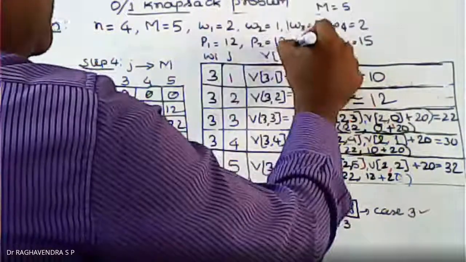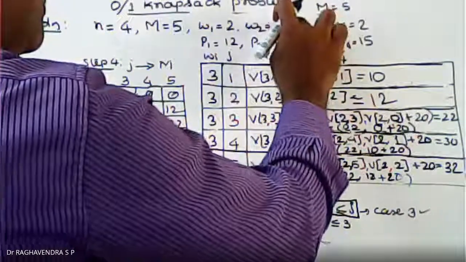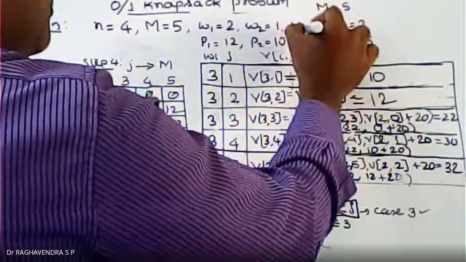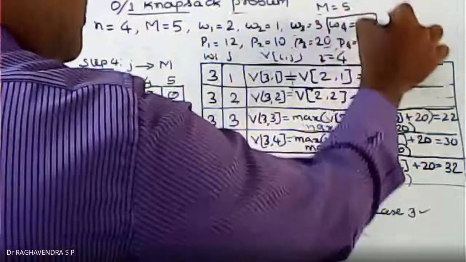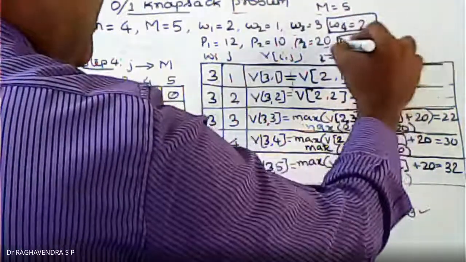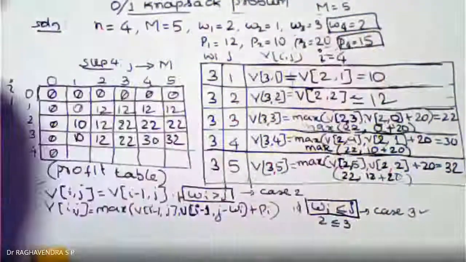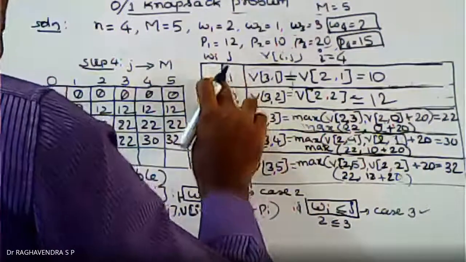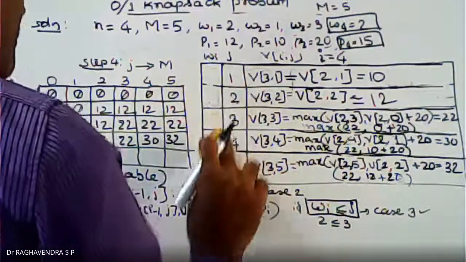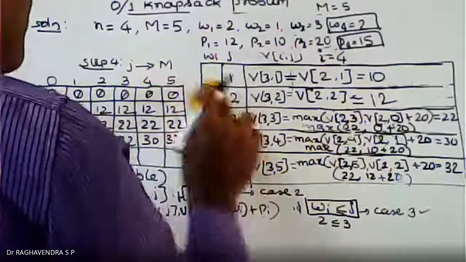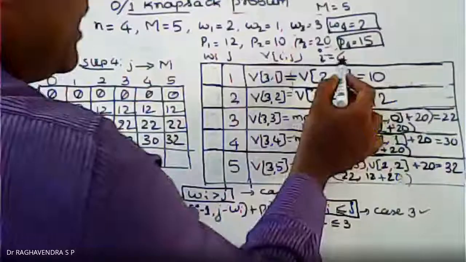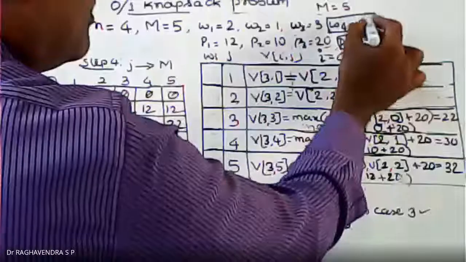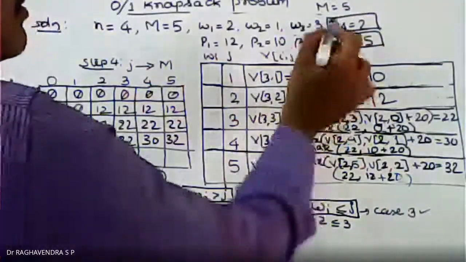Okay, so this is P3. This is W3. So W4, fourth item, and this is profit. Now I have to replace 3 with what? What is the weight of the fourth item? Sorry, this is item 4. The weight is 2. So we have to write 2 here.